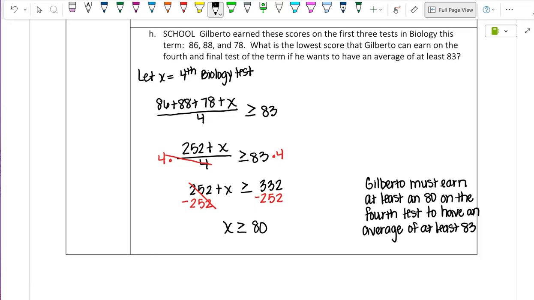So again, on the homework you're going to get for this second part of the notes, the word problems, you have to solve them. And then you need to make sure you're answering in context of the problem. The answer isn't x is greater than or equal to 80. It's what does that represent in this particular problem. So we have to make sure we are answering in that context.